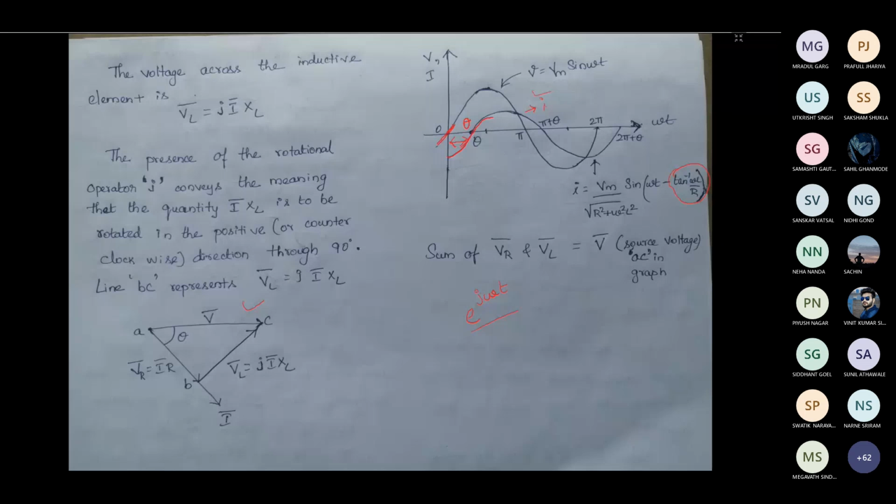Yes, sir. If you are having an RL circuit in series, how will be the relation between the voltage and current from the source perspective? Whether the voltage will lead or lag. So voltage, sir, will lead from current by an angle theta equals tan inverse omega L by R. Okay, fine. Thank you.